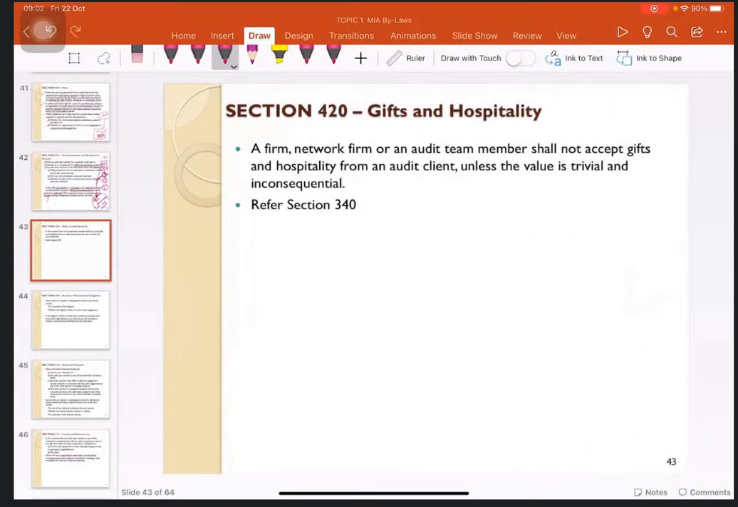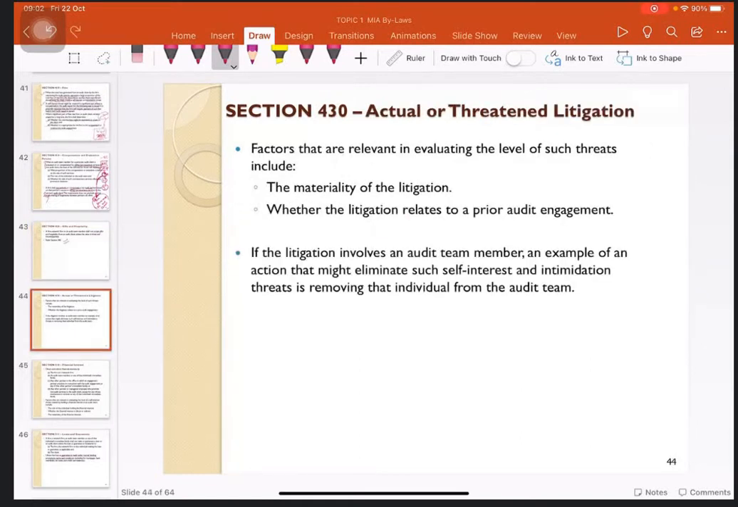Boleh ya? Okay, gift and hospitality. Gift and hospitality kita dah discuss detail dalam section 340. Okay, next one kita tengok litigation.